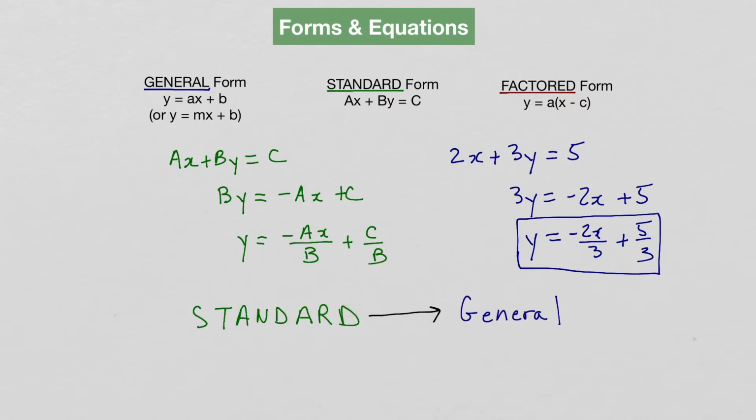Okay, standard to general. So now we're going to do the opposite. We're going to go from general to standard. So our general form is y is equal to ax plus b. And we want to move to standard form, which is ax plus by is equal to c.